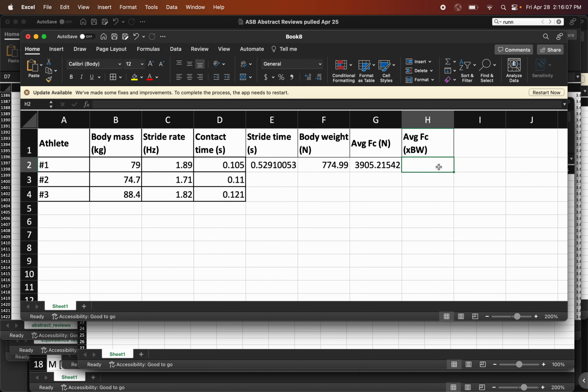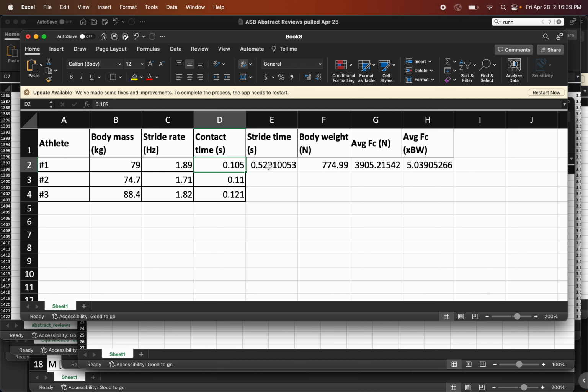And to get it in units of multiples of body weight, or newtons per body weight, I just take those newtons and divide them by my body weight. Now I've got a number about 5 there, five body weights on average for my vertical force in sprinting. That's really high. If you go look at the weigh-in paper, they get numbers that are more like 2 to 3 times body weight. What's wrong here is that this stride time is the time to complete a whole stride, but this contact time is just for one step.